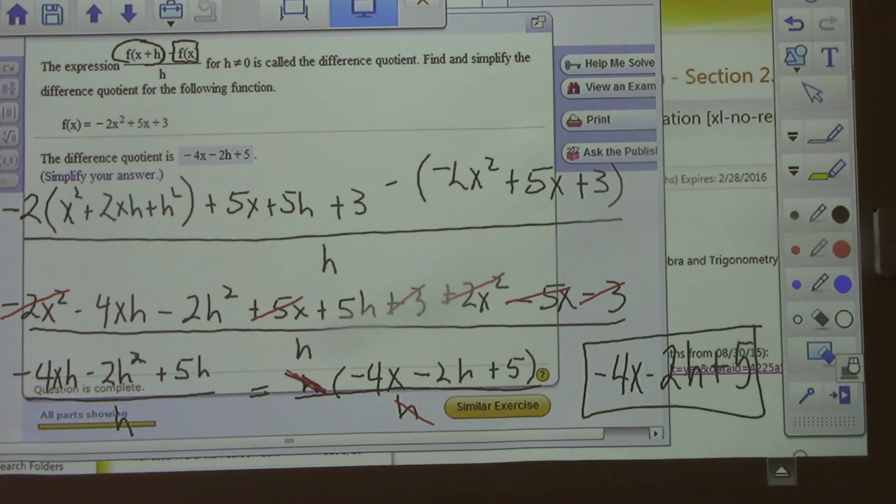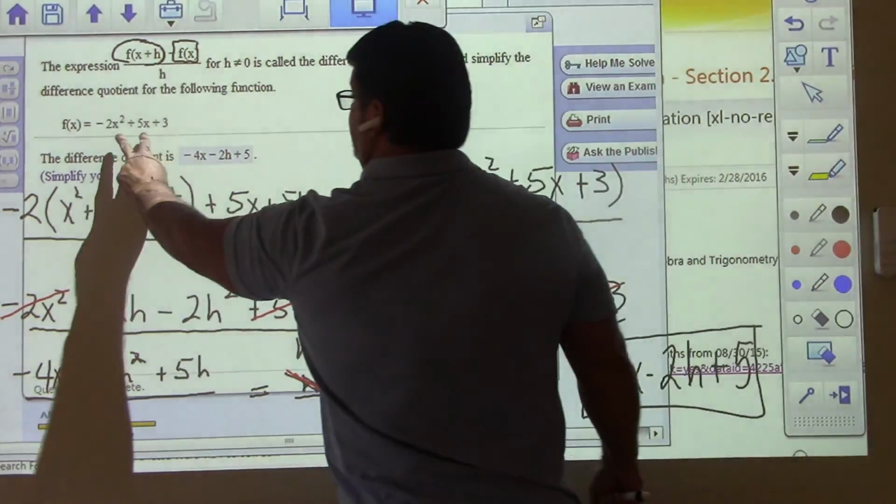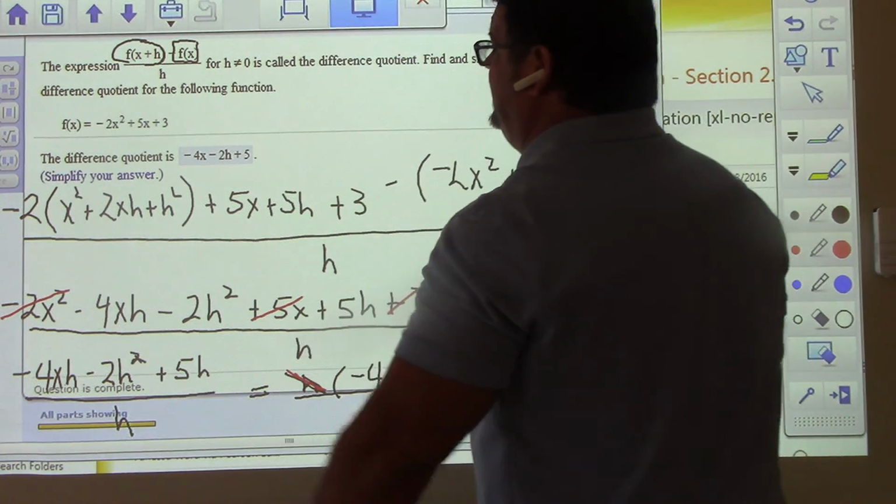Now, I'm going to give you a little bit of a peek into Calculus 1, because I just want to tell you why this is so important. Remember this. Write that down: negative 4x minus 2h plus 5. And remember this. Well, I tell you what, I'll just clear it.